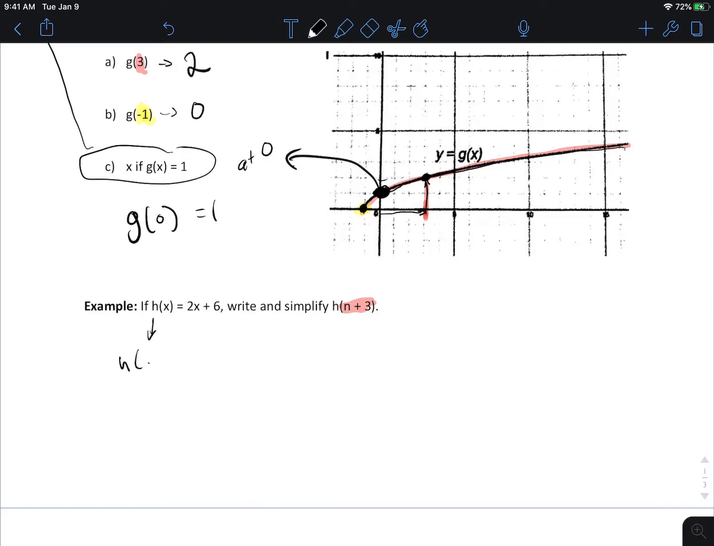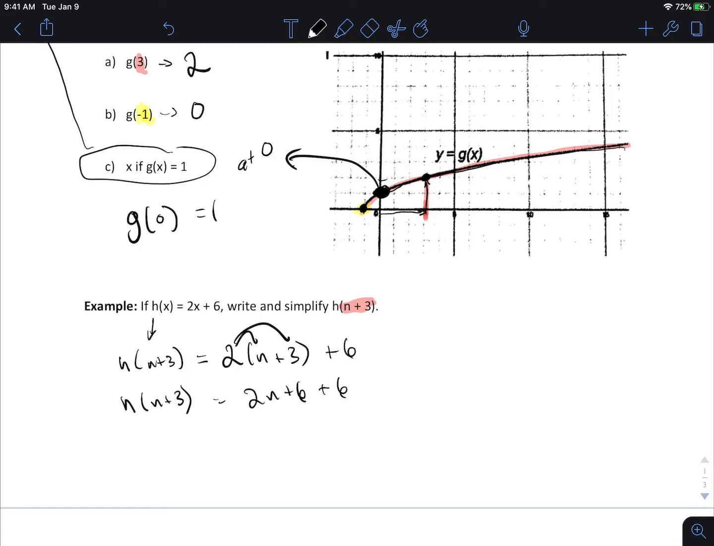h at n plus 3 is equal to 2. Now I'm replacing the x with n plus 3. n plus 3 plus 6, right? And it wants to know, all you have to do is expand and collect like terms, right? So if I put the 2 in, I'm looking for the value where n plus 3, 2n plus 6 plus another 6. Is everybody okay with that step?